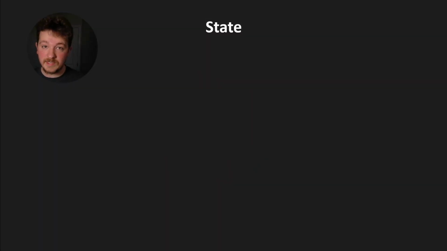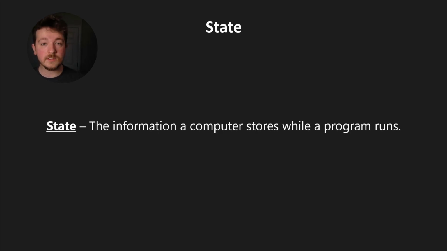How does a game remember your score? Programs run step by step, so how do they remember something from earlier? Let's learn about that. This concept is commonly referred to as state. Again, to give a definition, the information that a computer stores or remembers is called state. It's just things that a computer keeps track of while a program runs.